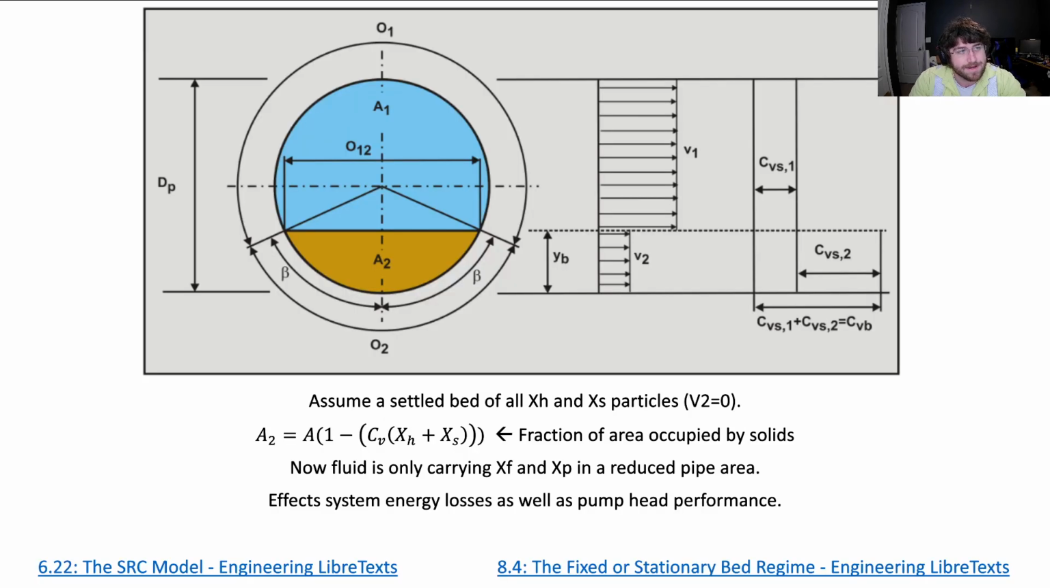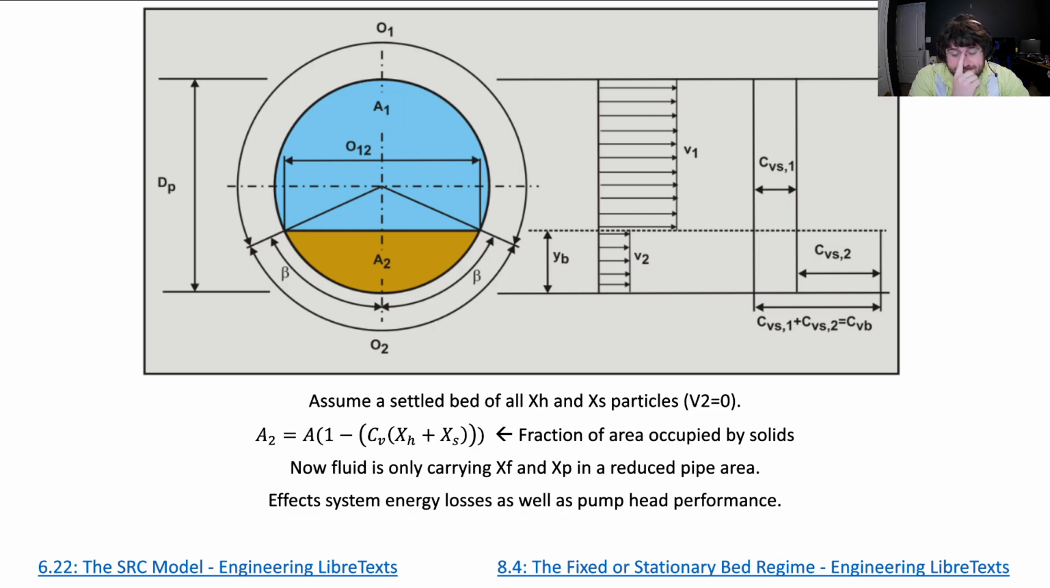I can show you how I did it. So here is an image I took from Engineering LibreText. These are the two sections that I mainly pulled from. So this is the SRC model, that's Saskatchewan Research Council model. I think it's a pretty old one, a couple of decades old. Although I think they're still updating it, so an updated model, but one that's been around for a while to my understanding.